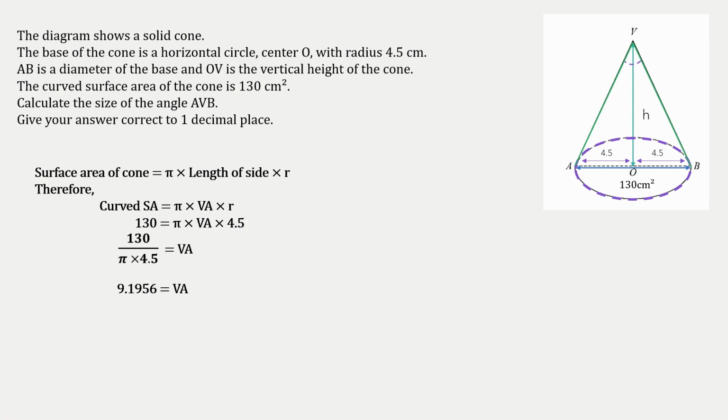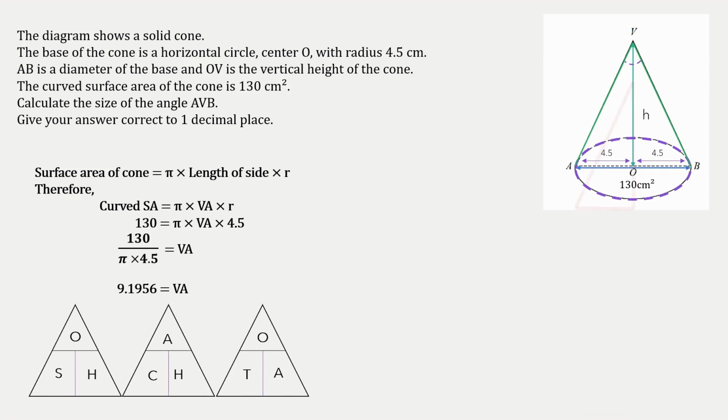Now, as we know, whenever we are finding the angle of any triangle and it is a right angle triangle, we follow trigonometry. And as per this question, if I have to find this triangle AVO, what I need to see is what angle I'm checking. So angle V I have to find out. And now I have to check what information is given to me. So I have VA, which is 9.1956, and I have a radius, which is 4.5 centimeters.